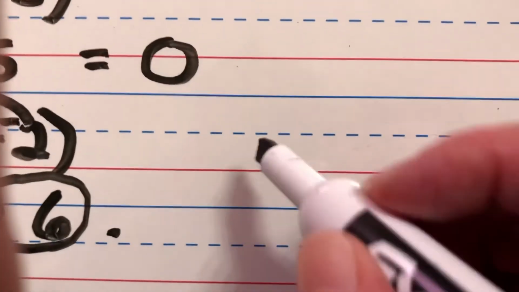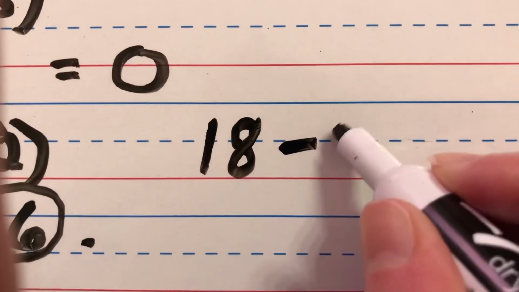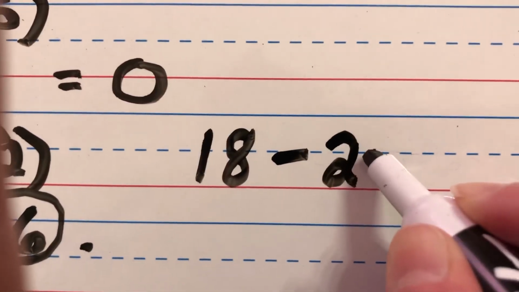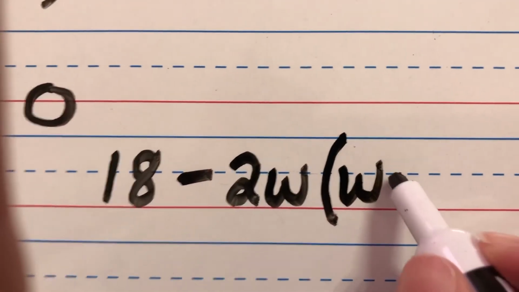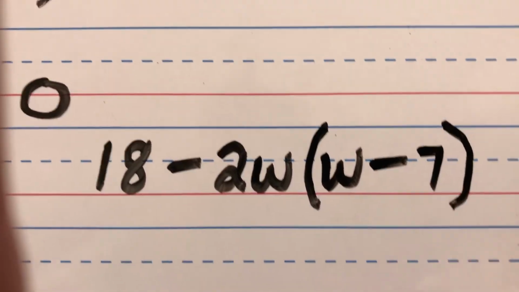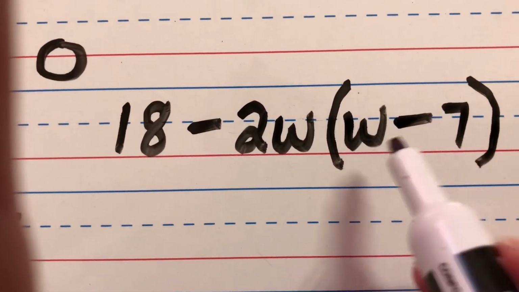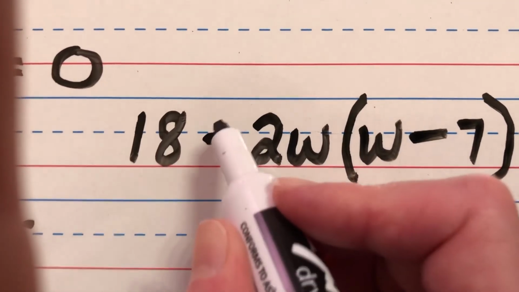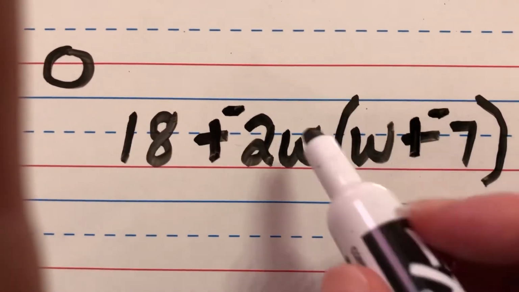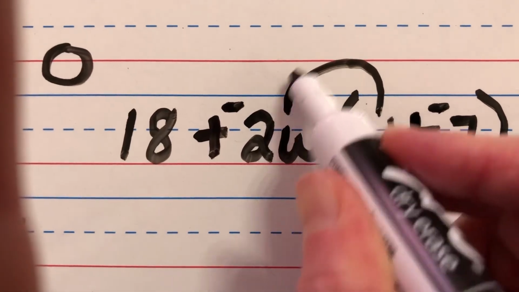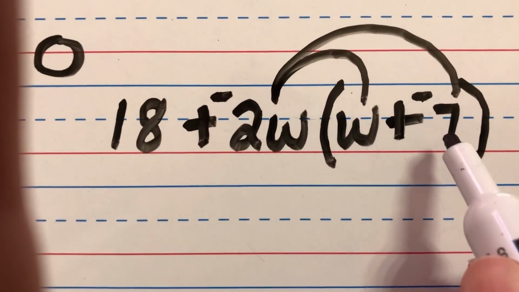Now, in a situation where we have more than one variable, like in the following situation, let's say we have 18 minus 2w times w minus 7. Once again, I can't do parentheses first because this is as simple as it gets. I'm going to change my subtractions to adding the opposite. I'm going to do the distributive property, which means I multiply the negative 2w to each term in parentheses.